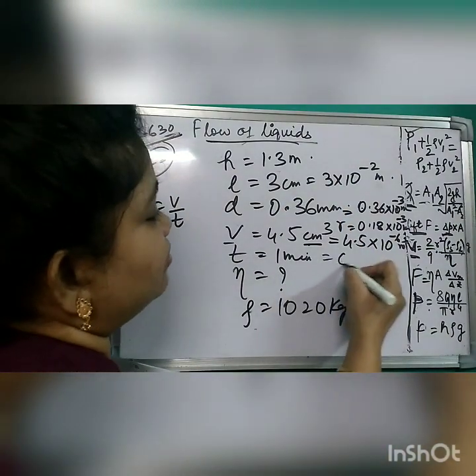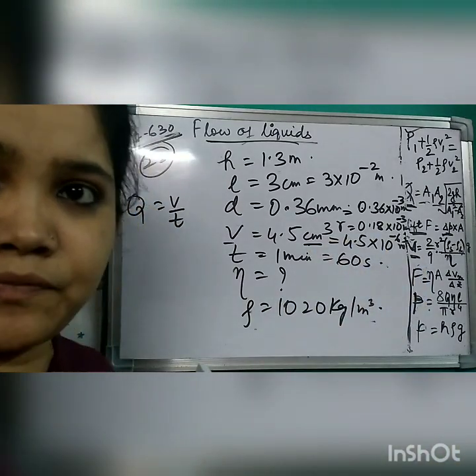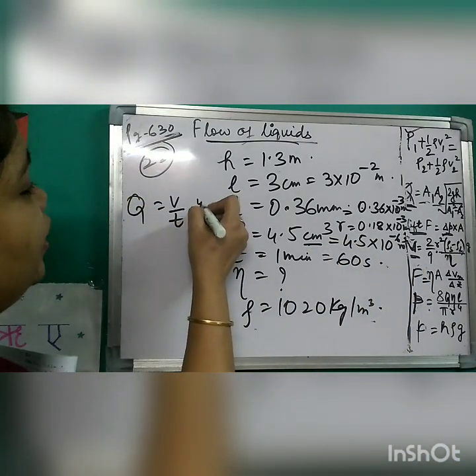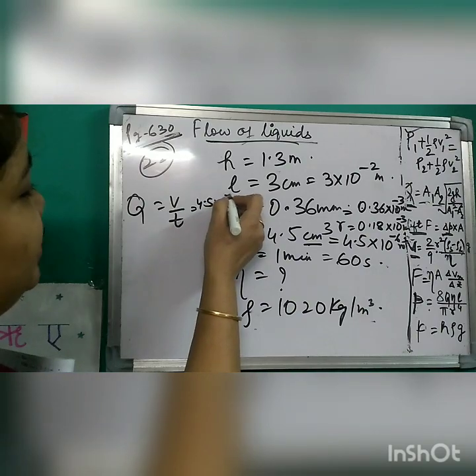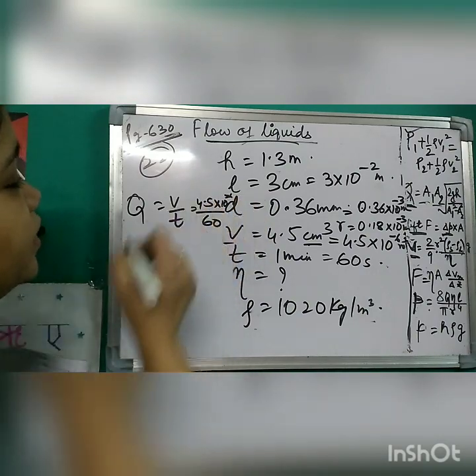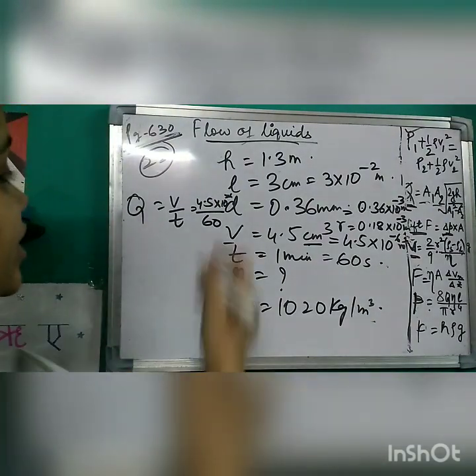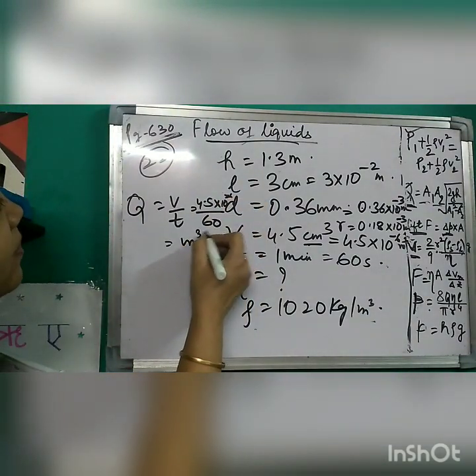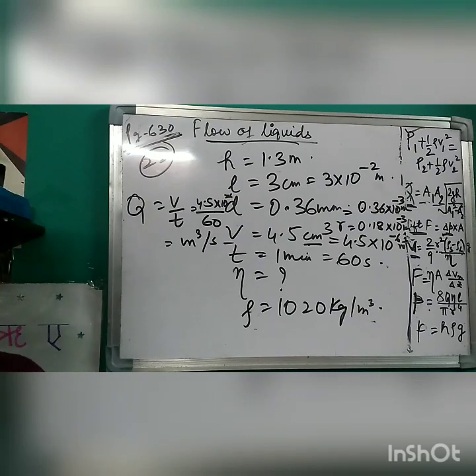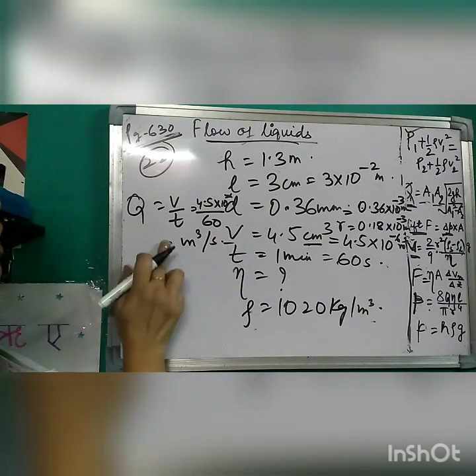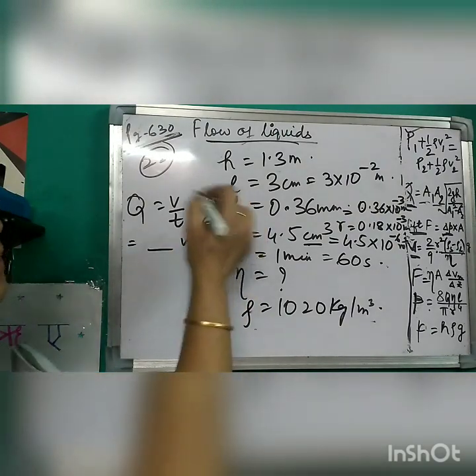And 1 minute is how much in seconds? 60 seconds. So just do 4.5 into 10 to the power minus 6 by 60, and you get the value of Q. This value is coming in meter cube per second, which is the standard unit. So from here you will get the Q value by solving this.